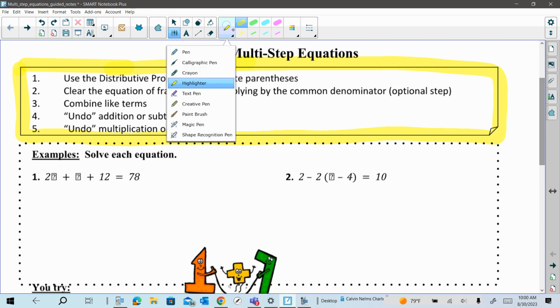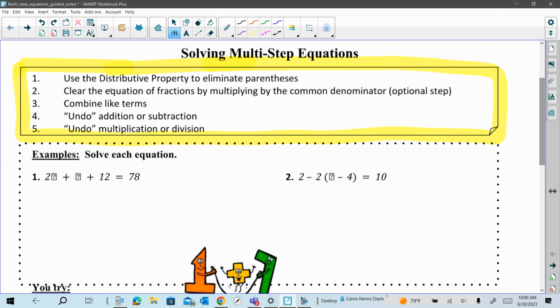Anytime you see parentheses, distributive property means you have to do that first to eliminate them. You can clear your fractions by multiplying by the common denominator.